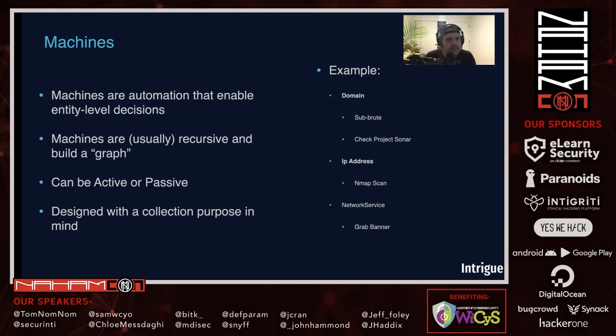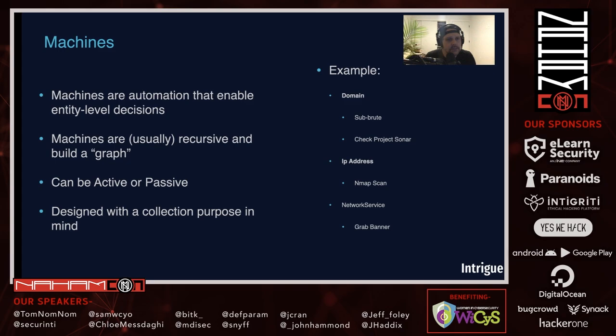And an example is here on the right-hand side, where you give it a domain and it tries to subdomain brute force that, and then it checks Project Sonar, which is a good set of subdomains. So as it finds those, it'll create DNS records, and those things will be iterated upon. And for example, when an IP address comes into the system, either automatically or from the user, we'll try to nmap scan it. And with the network service, we'll grab the banner and try to fingerprint.